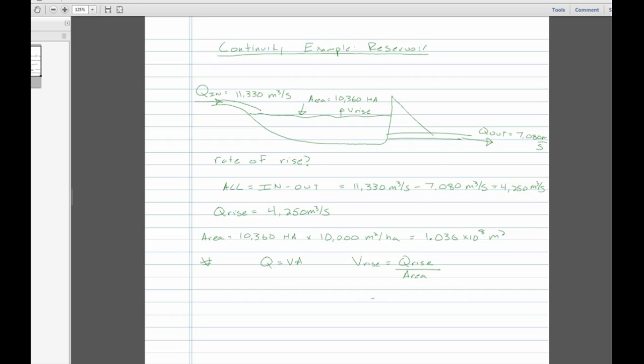And so applying that, there was a Q rise of 4,250 cubic meters per second, and the cross-sectional area of the reservoir is 1.036 times 10 to the 8th meters squared, which means that the liquid level V rise is going up very, very slowly, 4.102 times 10 to the minus 5th meters per second. If we want to find that on an hourly basis, then the value simply needs to be multiplied by the number of seconds per hour.